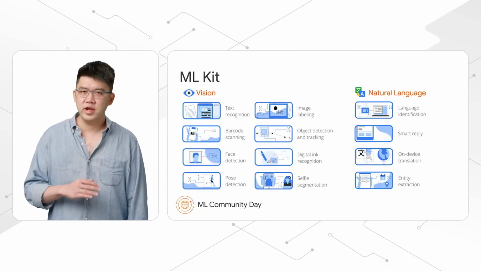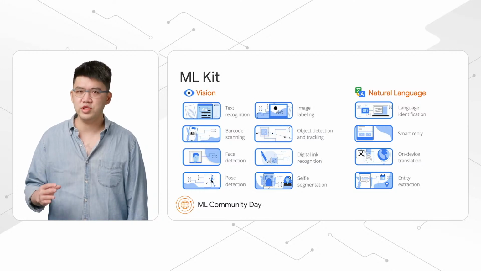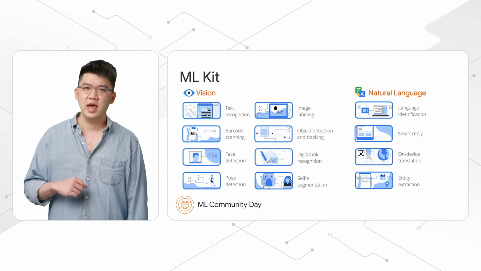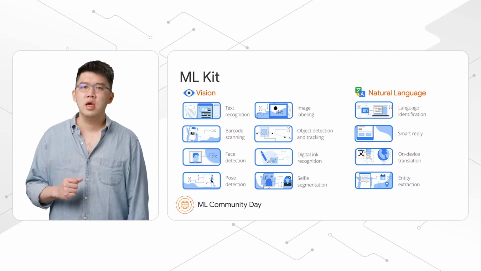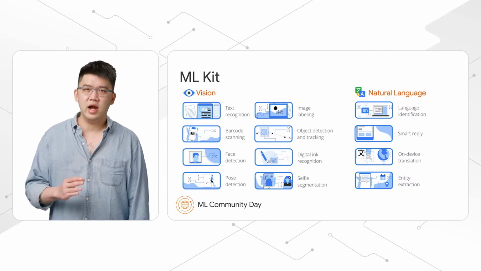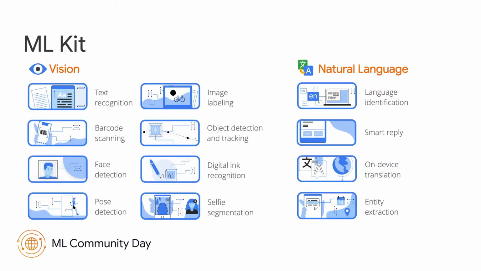ML Kit offers a variety of vision and natural language APIs covering common cases such as barcode scanning and language identification. We are continually adding new APIs and updating our existing ones, so you can be assured that you will always have the latest and greatest features that Google has to offer. Let me go over a few recent updates in ML Kit.